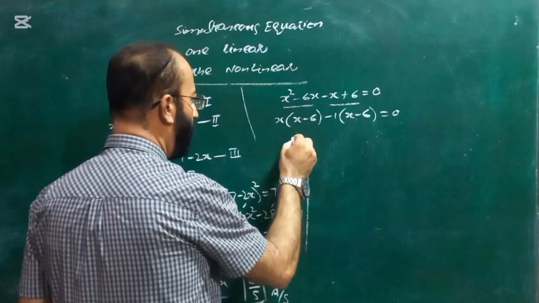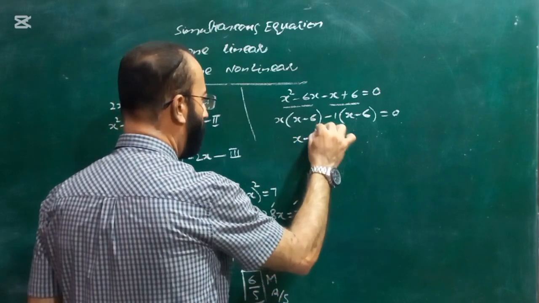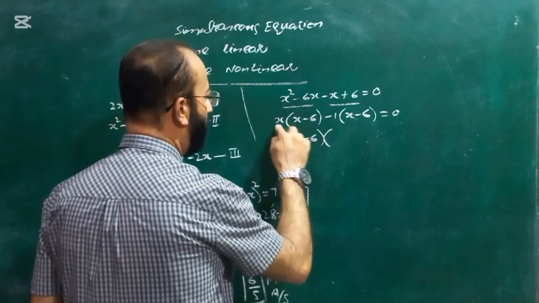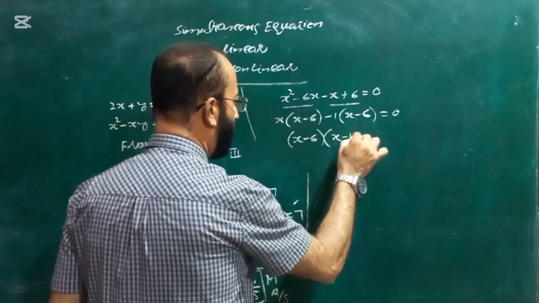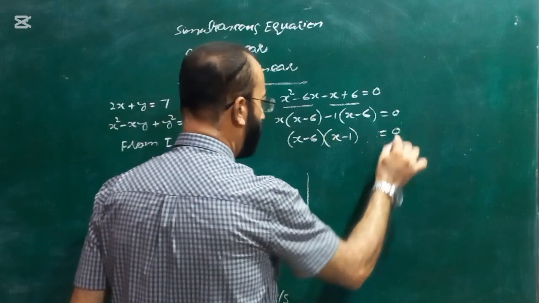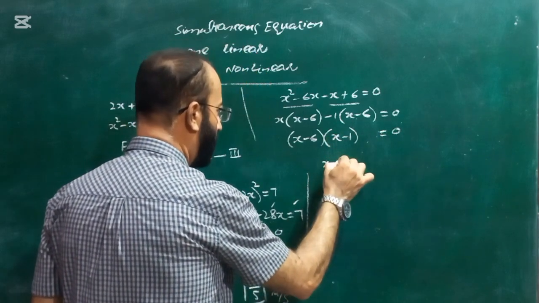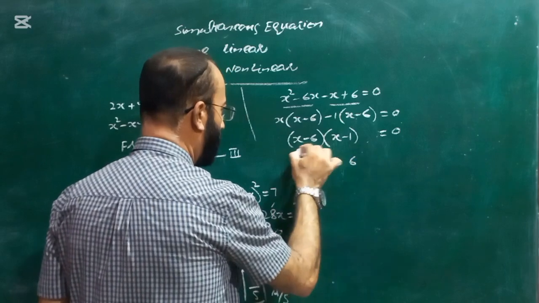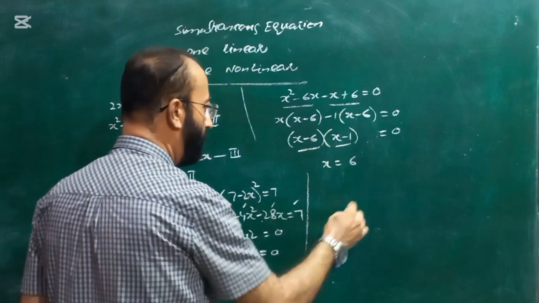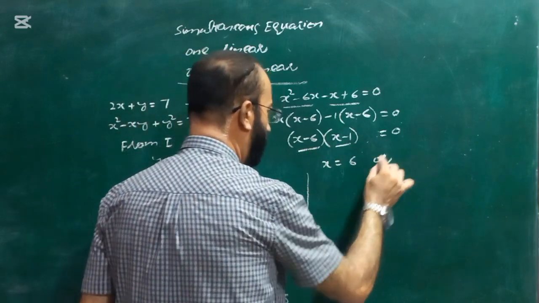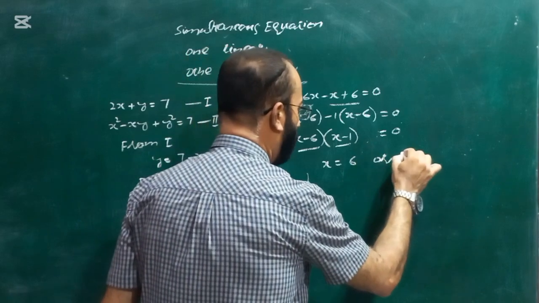Out of these two brackets which are common, one bracket will be copied and the values outside the bracket will be copied in the second bracket equal to 0. From here you can see x is equal to 6. This is from the first bracket, and from the second bracket you can see x is equal to 1.